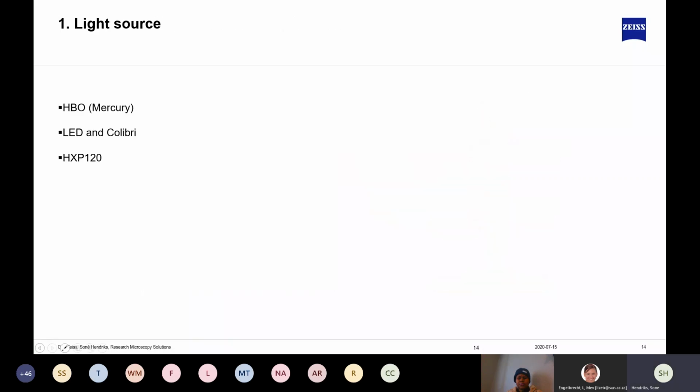Now, if we look at different types of light sources, we can have different options. All microscope providers give you the option of mercury pressure lamps and LED. In the ZOYC case, we have a special light source called Calibri, or a xenon-based lamp house. In our case, it's an HXP 120 light source. So let's just look at some of the advantages and disadvantages of each one of these.